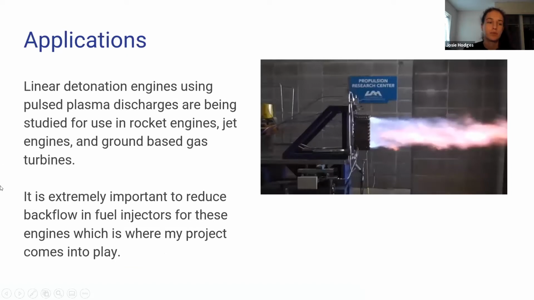So, applications of this project. Linear detonation engines using pulse plasma discharges are being studied for use in rocket engines, jet engines, and ground-based gas turbines. The reason it's important to reduce backflow in these fuel injectors is because it can be very dangerous for these engines. The fluid building up can cause explosions and fires, and this opens the gateway to more research in this field if we can keep this safe and usable across all research.